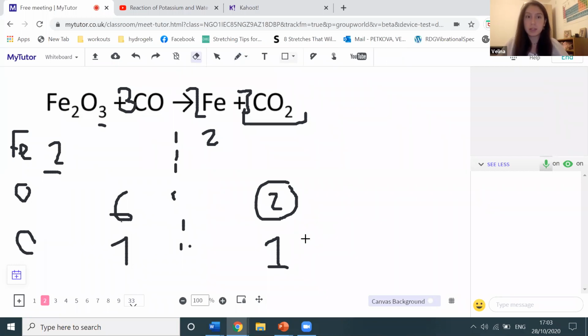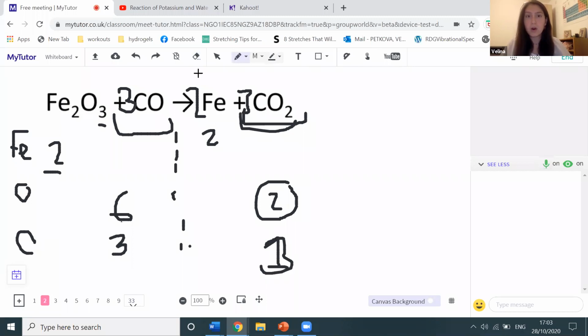And now we're going to recount our atoms on the right-hand side and on the left-hand side. So our oxygens have become 6. Our carbons have gone to 3. Our carbons on this side have also gone to 3, and our oxygens on this side have gone to 6. So therefore, it is a balanced equation. Hope everyone understands that.